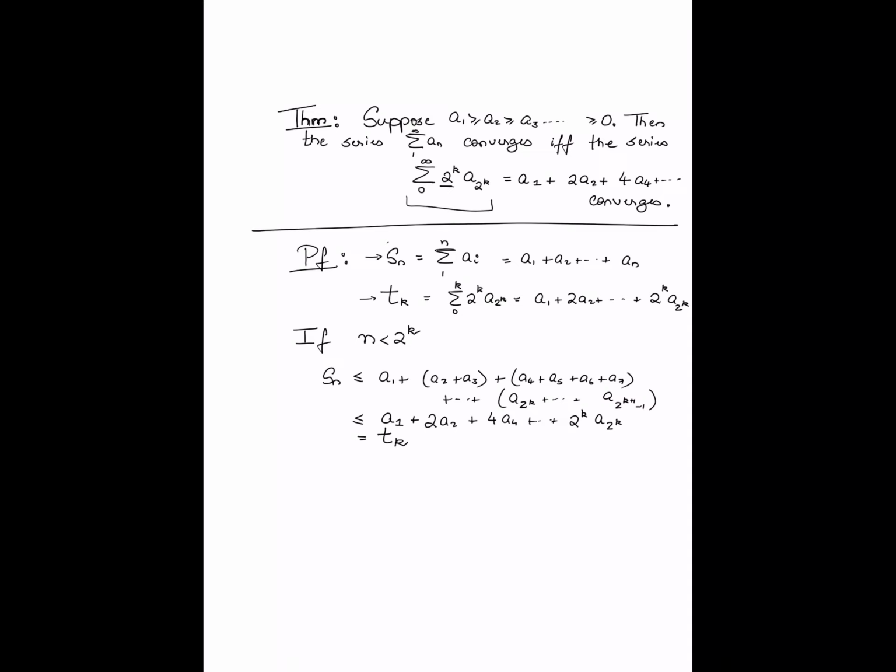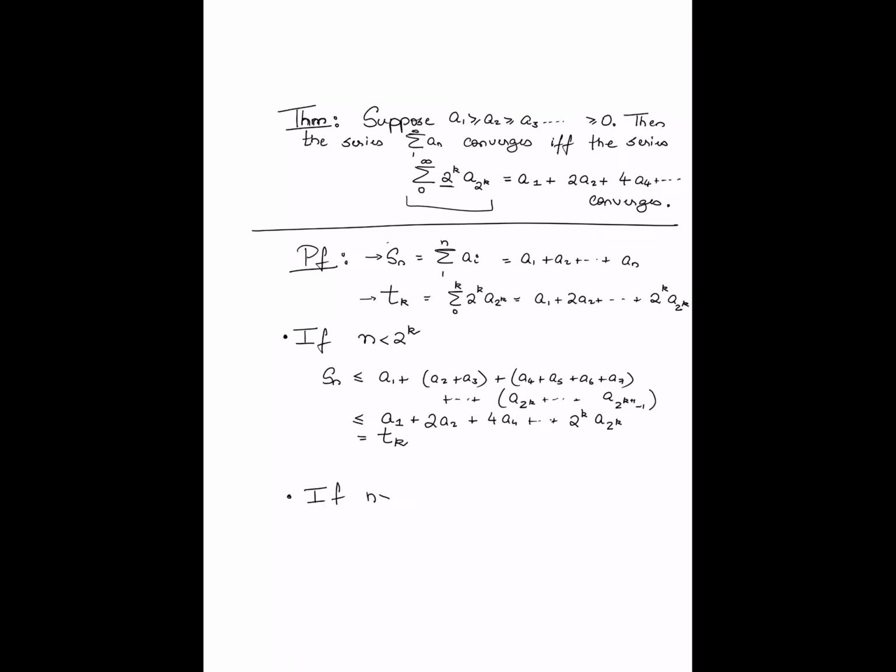Okay, so the first part of our claim is that if n is in fact less than 2 raised to k, Sn is upper bounded by tk, which means that what? It means that if my tk sequence is bounded from above, then the Sn sequence also has to be bounded from above, because for every n, the Sn sequence can be bounded for some other suitable k by some entry of the tk sequence. So if the tk sequence is bounded from above, then the Sn sequence is also bounded from above. Okay. Now let's go through the other side.